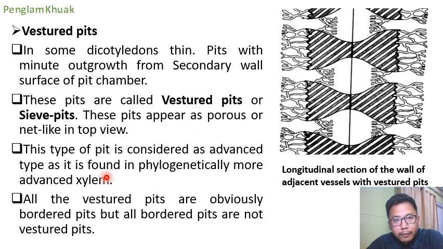These vestured pits are of different types. They can be filamentous, just like a finger-like projection, or coralloid, etc. All vestured pits are obviously border pits. That means all vestured pits are border pits, but not all border pits are vestured pits.